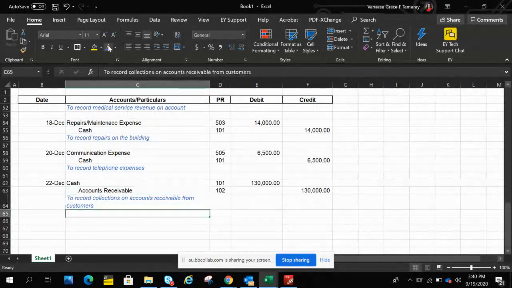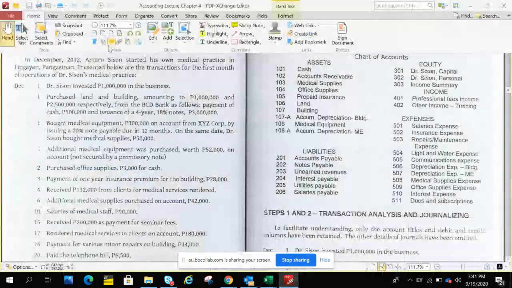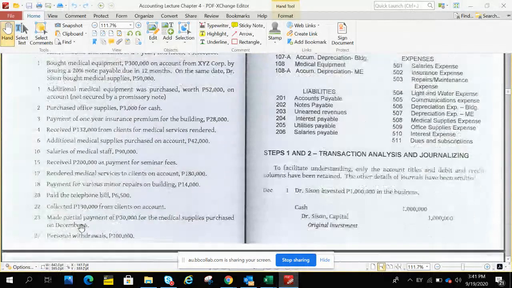Haba naman ang problem na ito. December 22, then December 23, made partial payment of 30,000 on the medical supplies purchased on December 6. So again, made partial payment, alam mo na, credit mo, cash. Bakit? Hindi. Debit na lang ang question mo. So may credit ka na, cash kasi nagbayad ka. Credit cash. Ano kaya debit?